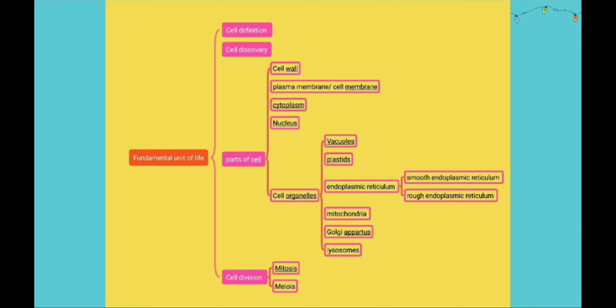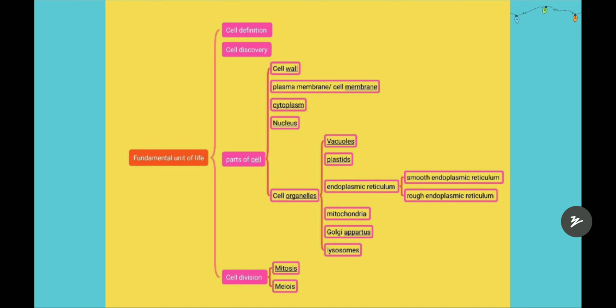In parts of cell we have 5 parts, which are cell wall, plasma membrane, cell membrane. Plasma membrane means also cell membrane. Okay, cytoplasm, nucleus, cell organelles. In cell organelles, we have 6 organelles. What are they? Vacuoles, plastids, endoplasmic reticulum, mitochondria, Golgi apparatus, and lysosomes. In endoplasmic reticulum, we have smooth endoplasmic reticulum and rough endoplasmic reticulum. So the both are different types.